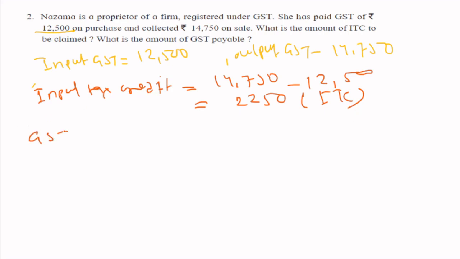So GST payable is how much? 2,250 you have to pay to the GST body. It's very easy and straightforward. Let's move to the next question.